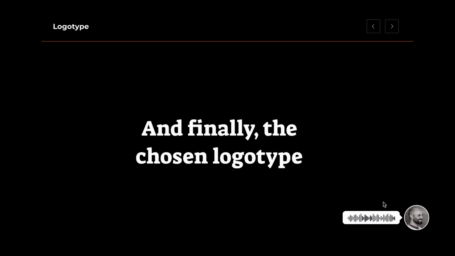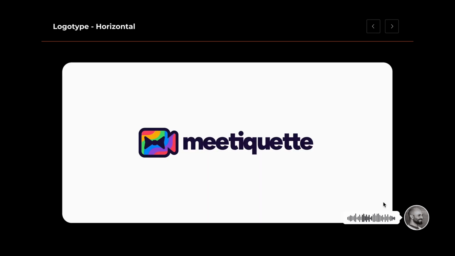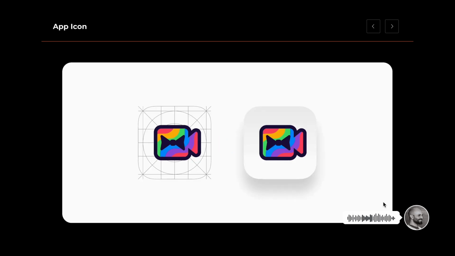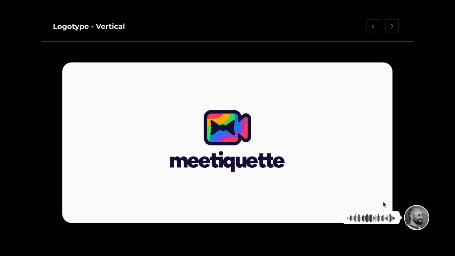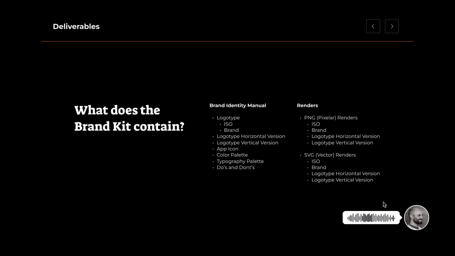And finally, the chosen logotype, Meetiquette. This is the horizontal version. This was the chosen brand. Here we have the app icon and the vertical version. So that's it.